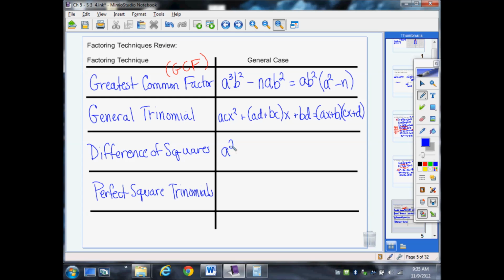Difference of squares is probably one of the easiest things to factor ever. If I have a perfect square minus a perfect square, take the square root of the first plus the square root of the second times the square root of the first minus the square root of the second. And then if I have a perfect square trinomial.